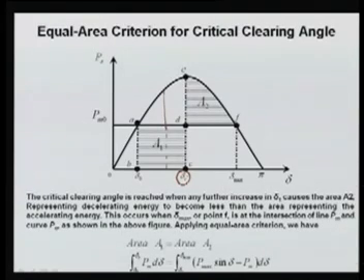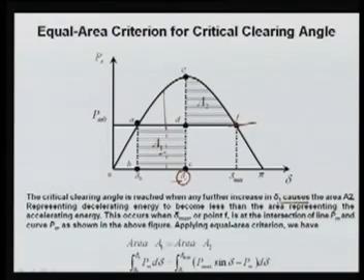The critical clearing angle is reached when any further increase in delta 1 causes the area A2, representing the decelerating energy, to become less than the area A1, representing the accelerating energy. This occurs when delta max, or the point F, is at the intersection of the line PM and the curve PE, as shown in this figure.